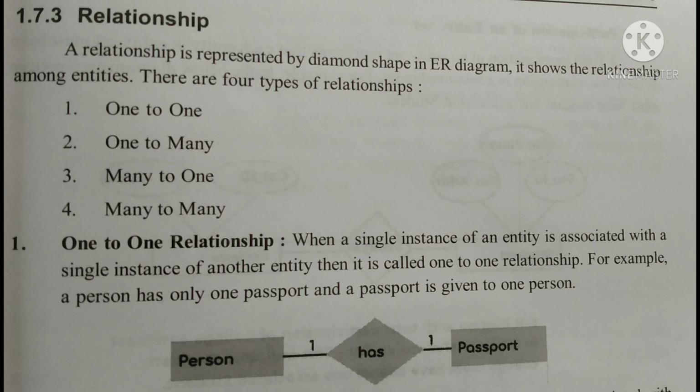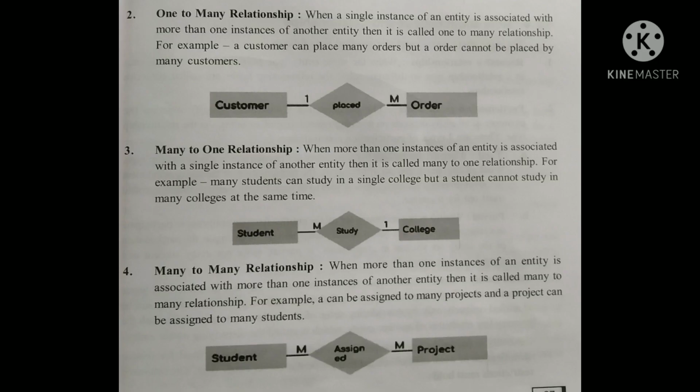For example, many students can study in a single college, but a student cannot study in many colleges at the same time. That is, student is the many, study is the relationship, and college is one.